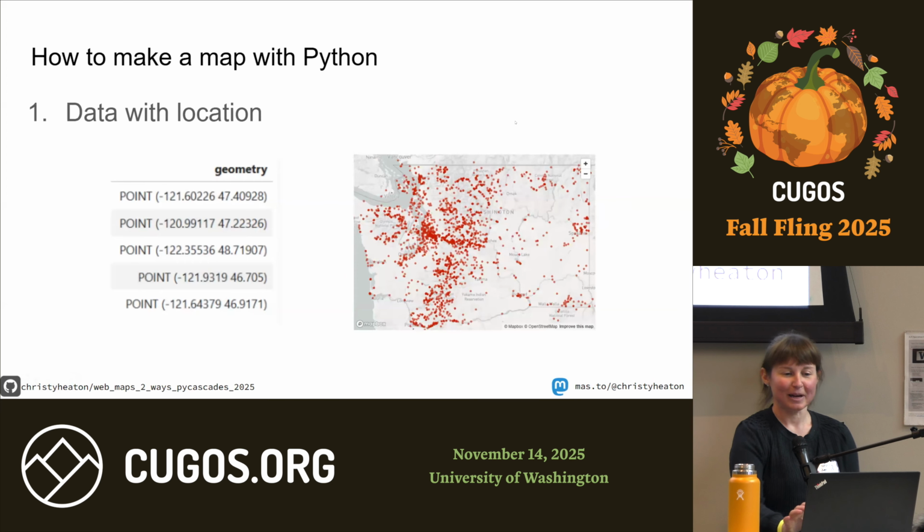So how do you make a web map with Python? One thing you need is data with location. That's the part we're probably most familiar with here. I have a data set that has a geometry column when I load it in, with points in it, lat long, representing the location of each of my trailheads.